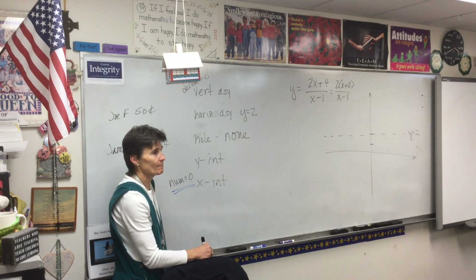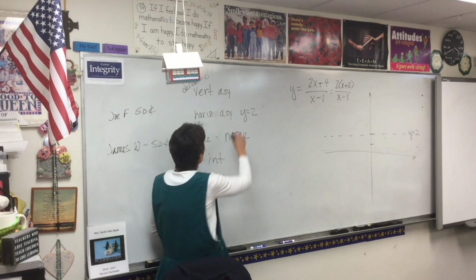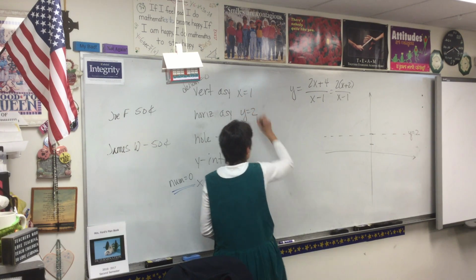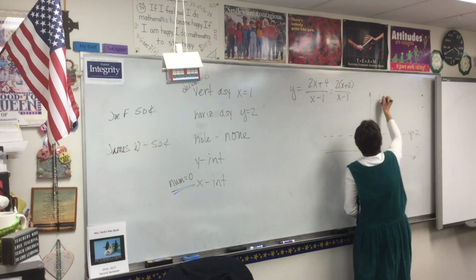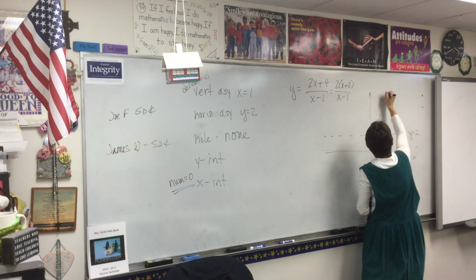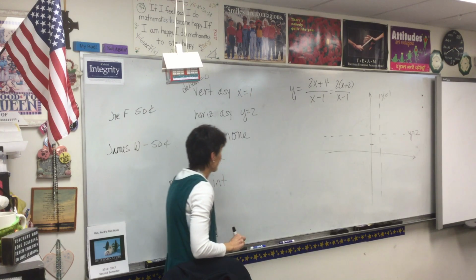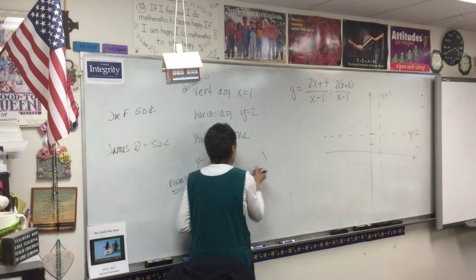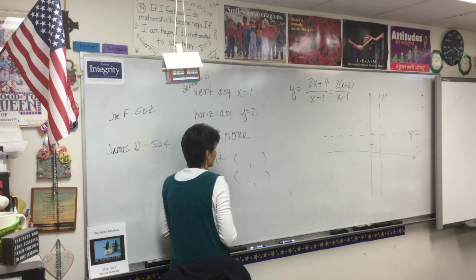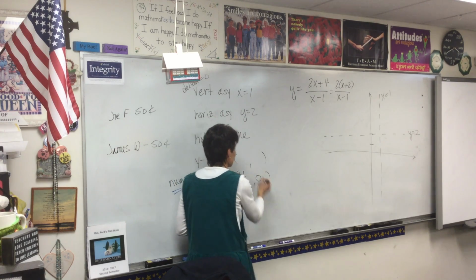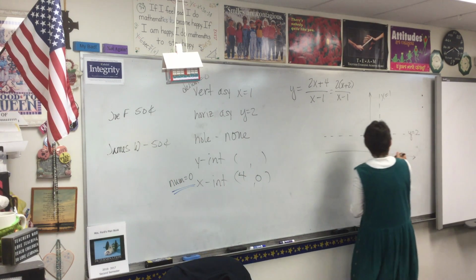Alright, what have you decided here? Vertical asymptote is x equals 1 because that makes the denominator 0? How about your intercepts? Did you get either one of those? X intercept is 4. 4 comma 0 for the x intercept.